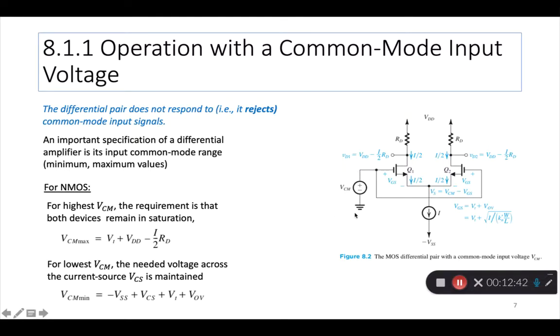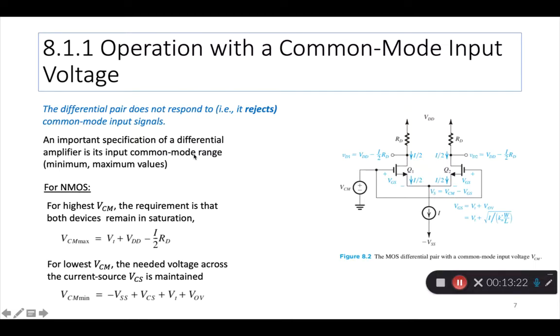So the magnitude of the common mode voltage has no impact on the output. So what we say is the differential pair does not respond to common mode input signals. That is, it rejects common mode input signal. So you can have a flat plus 1 volt, you can have a signal on this plus 1 volt plus or minus 0.1 millivolts or something. You can do whatever you want with VCM, but none of that comes to the output.